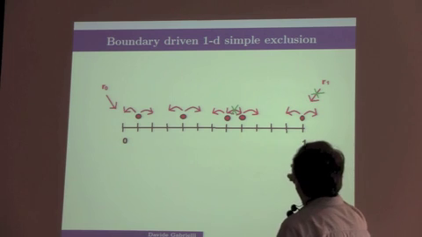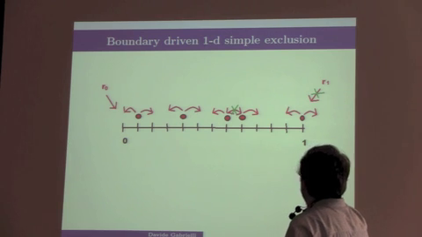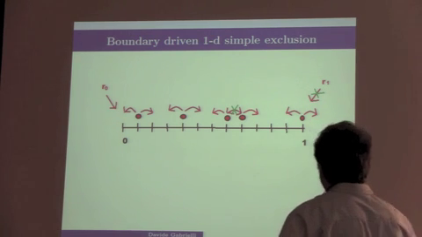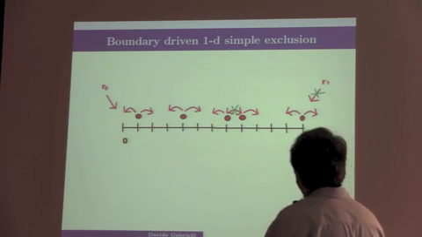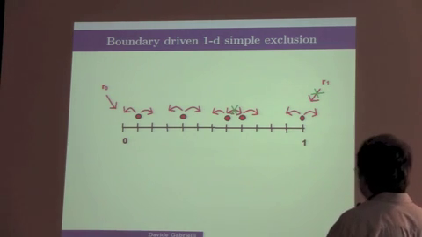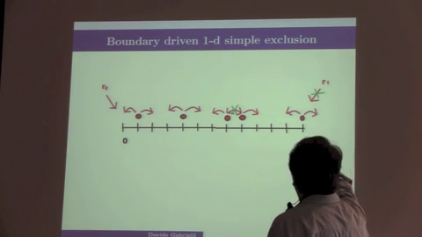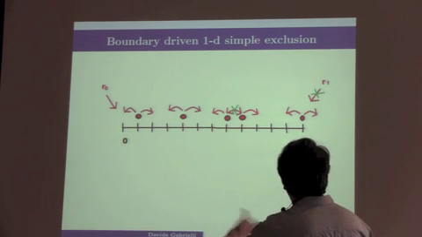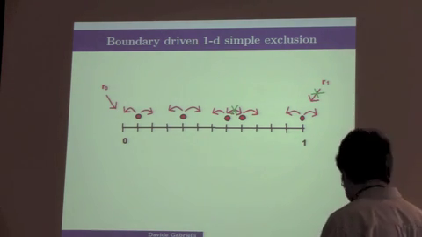But where there are two particles that are near, if the particle on the left tries to jump to the right, this jump is not permitted because you cannot have two particles. So the jumps that violate the constraint of one single particle per site are suppressed. Particles at the boundary can either jump to the left and continue their random walk, or jump to the right and then disappear.